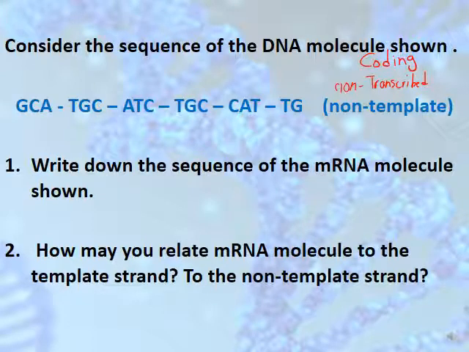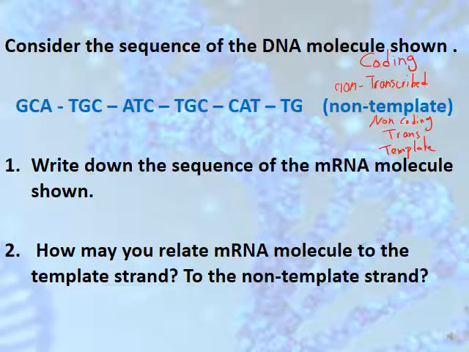They said part 1, write down the sequence of the mRNA molecule shown. Before we write the sequence of the mRNA, we have to be careful with the symbols. First of all, they gave us the non-template, which is called non-transcribed, and it's called the coding. First, let's write down the complementary sequence for this strand. The complementary is the opposite. It's called the non-coding, the transcribed, and the template.